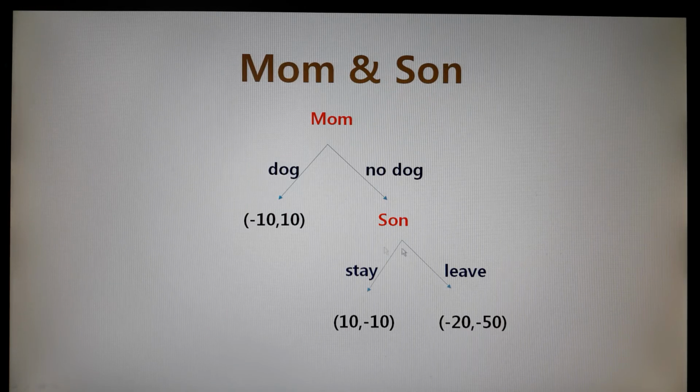Because for me, stay is negative 10, leaving is negative 50. Any wise and clever, smart mom would know that even though her son says, I'm gonna leave if you don't buy me a dog, he will not. He will stay. Or if he leaves, he will come back in a couple of hours. Okay? Because negative 10 is not good, but much better than negative 50, son will definitely choose stay, even though he says he will leave.